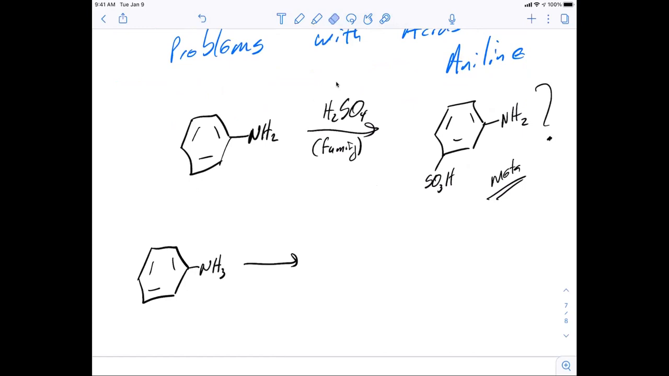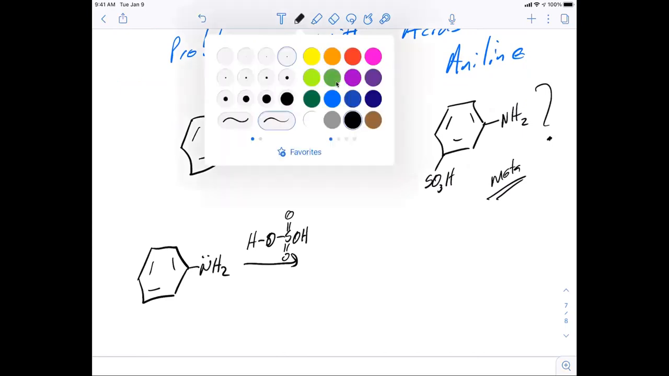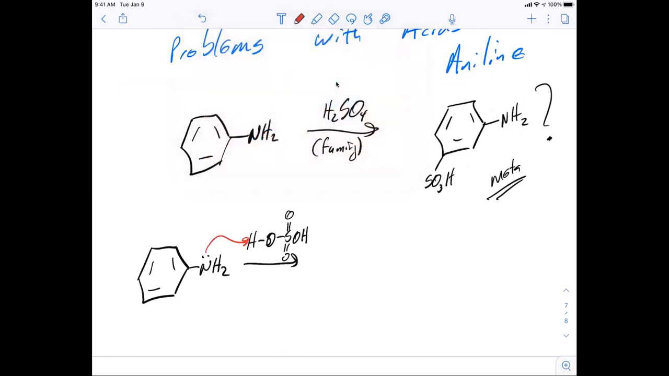Well, aniline is an amine. And what's the first thing that amine is going to do? The first thing that amine is going to do is pull off a proton. So the amine of the aniline, the NH2, is a good base. Therefore, if I put it in a strong acid, it's going to get protonated.